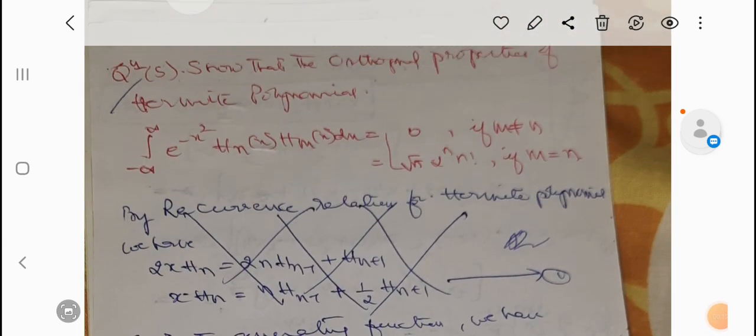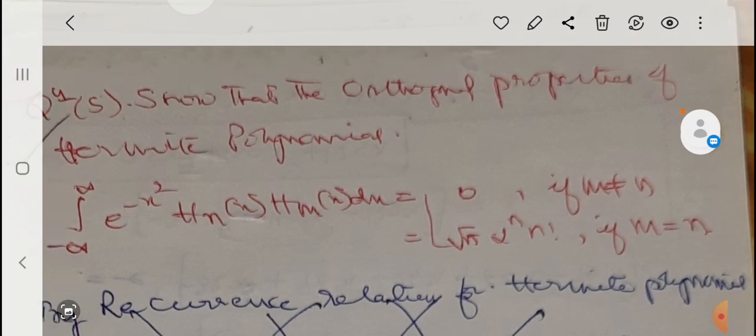The special functions class. Today we are going to learn the orthogonal properties of Hermite polynomials. Now we are going to show that the orthogonal property of Hermite polynomials is given by the integral from minus infinity to plus infinity of e power minus x square Hn of x Hm of x dx equal to 0 if m is not equal to n, and if m equals n the value is going to be root pi into 2 power n into n factorial.